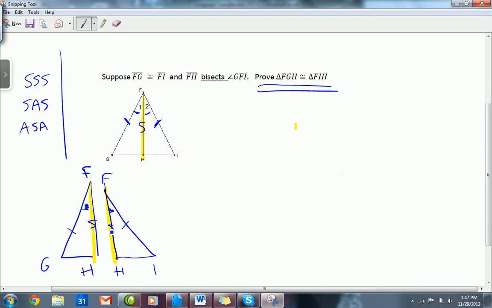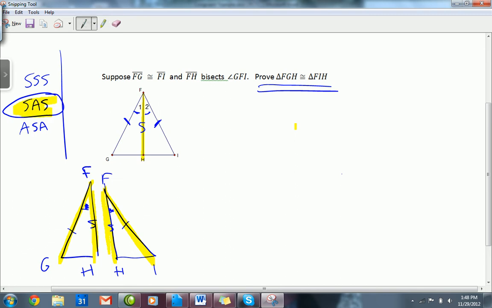Okay? So the first thing I want to decide is what technique I'm going to use to show those two triangles are congruent. And for this particular one, I'm going to use side, angle, side. Sides, right here: FI is congruent to FG. Included angle, by the definition of an angle bisector, angles 1 and 2. And then by the reflexive property, FH is congruent to FH. Okay? So as we discussed in class, those two triangles can be shown to be congruent by side, angle, side.